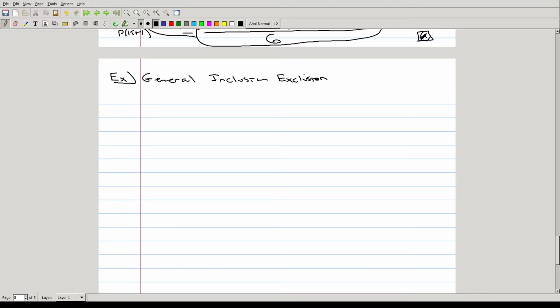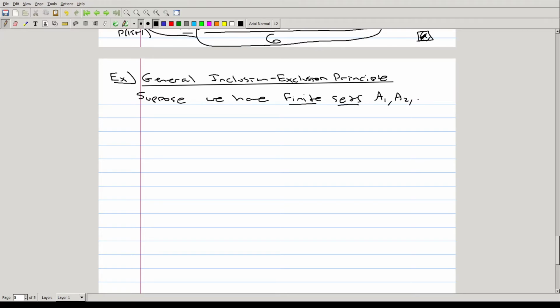This is called the general inclusion-exclusion principle. Super important for counting any number of elements in any number of finite sets of unions. Or suppose we have finite sets A1, A2, all the way up to AN.